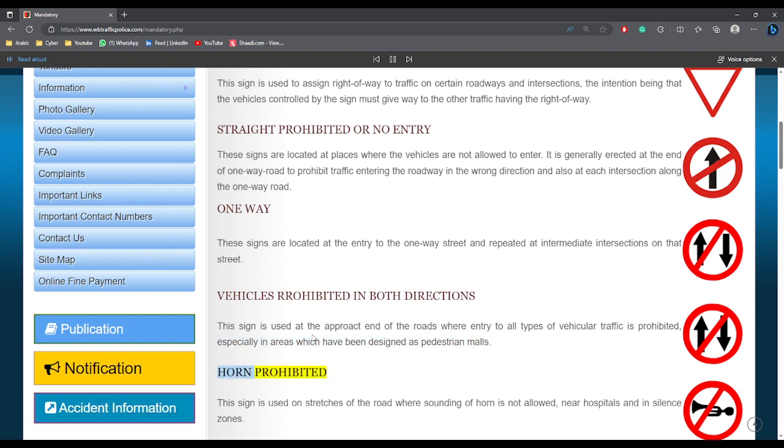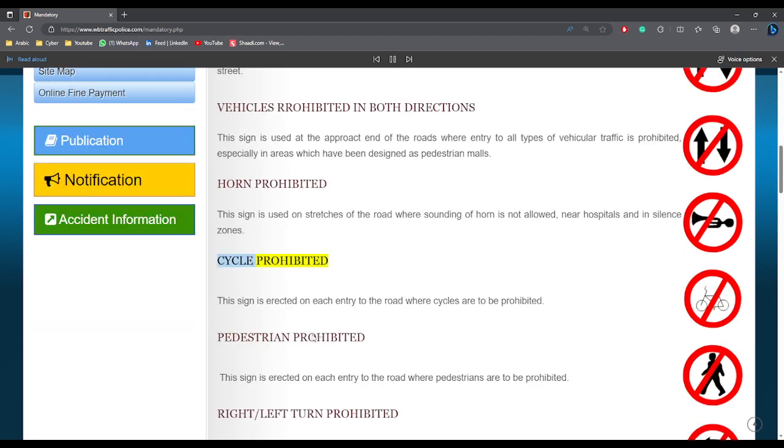Horn prohibited. This sign is used on stretches of the road where sounding of horn is not allowed, near hospitals and in silence zones. Cycle prohibited. This sign is erected on each entry to the road where cycles are to be prohibited. Pedestrian prohibited. This sign is erected on each entry to the road where pedestrians are to be prohibited.